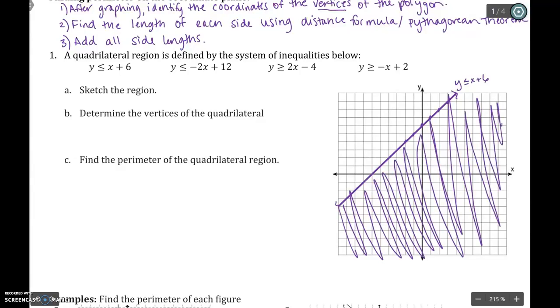That means my shading for this line would go downward. Now, when we do the next one, we're actually going to have 4 of these, so we're going to have to be pretty careful and do this slowly. The next one is y is less than or equal to negative 2x plus 12. The y-intercept of 12 would be up here, and we'd be going down 2, right 1. So again, we're going to plot all of our points down 2, right 1, and we're going to get a solid line because it does have the equals bar, and we're going to get shading downward again because this one's also less than. So here's my line, and the shading would go downward.